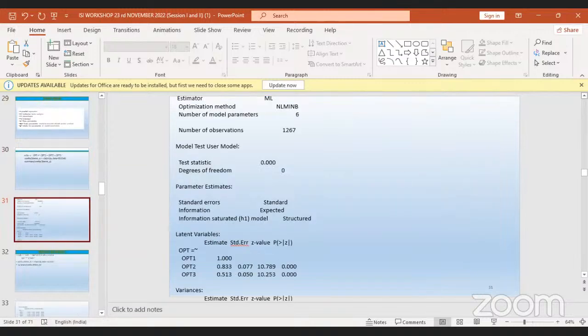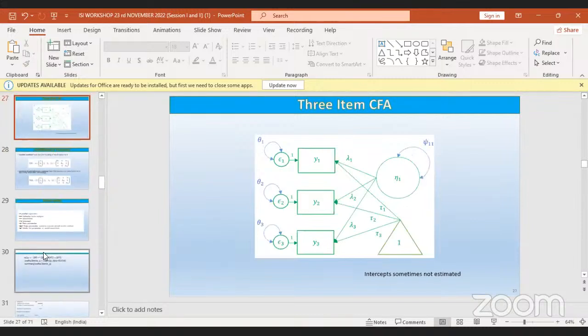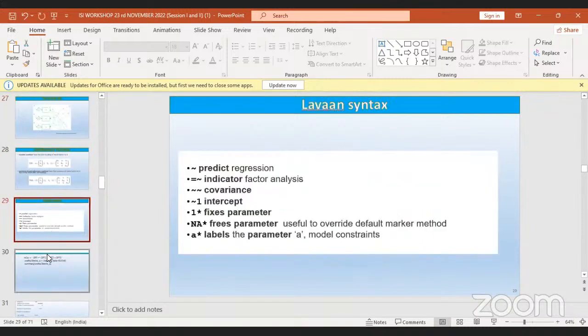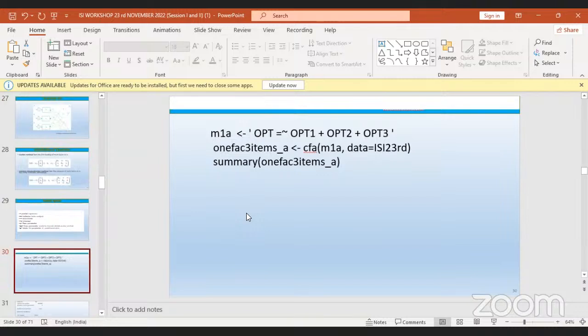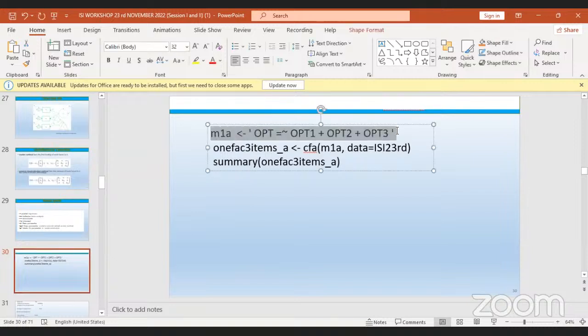Now, I will do the 1 factor 3 items CFA in R. And we'll give you the scripts as well.